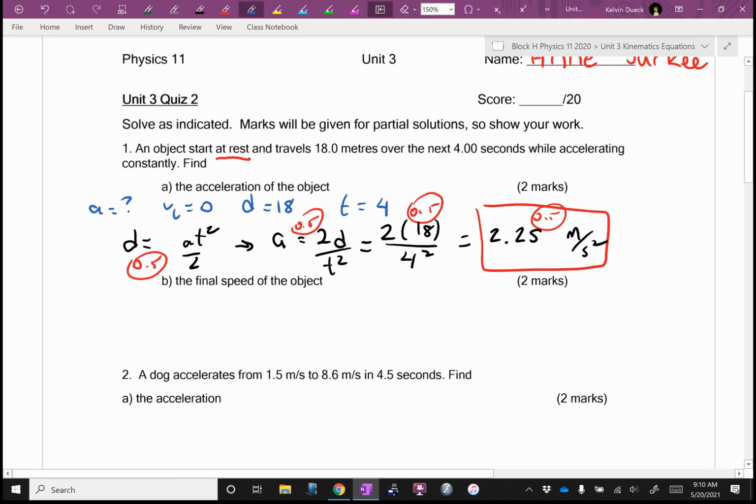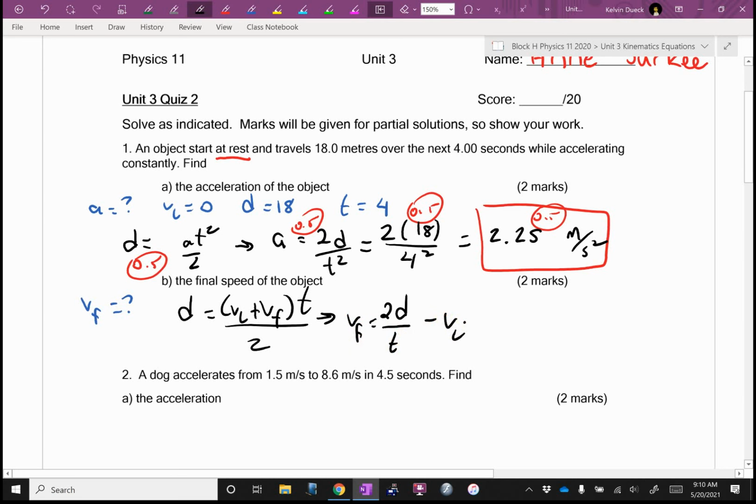If I chose not to do that, I would say, okay, vf equals question mark. I think I would go with d equals vi plus vf times t over 2. And if I get the vf by itself, the d is going to drop down like a domino. I would times by 2. I would divide by t. I would minus the vi over. That equals vf. Although since vi is 0, I probably could have just skipped writing that.